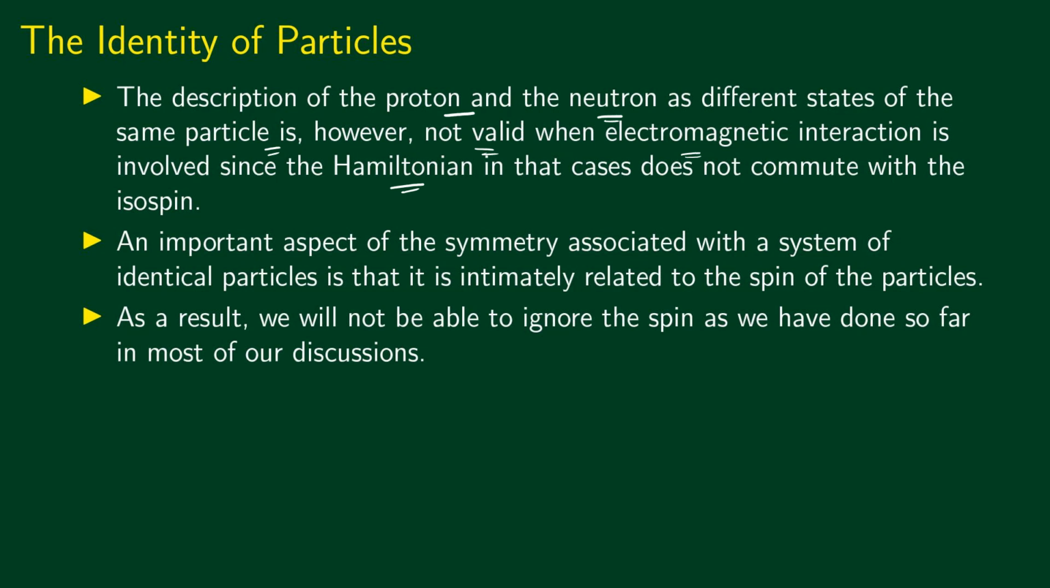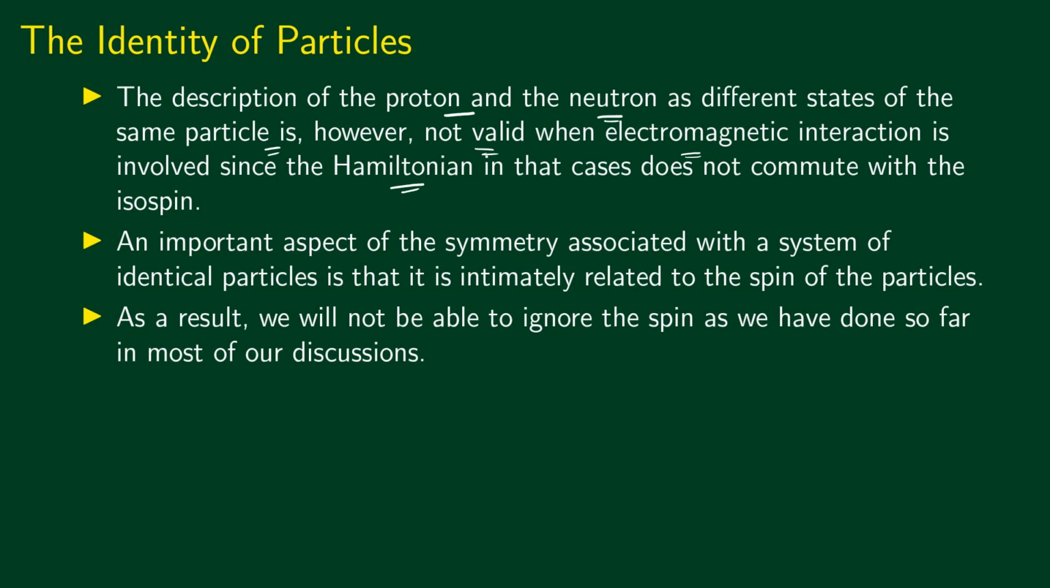But in the case of strong interaction, the strong interaction Hamiltonian commutes with isospin. This actually means that the strong interaction Hamiltonian does not see charge. It acts equally on the neutral neutron and the positively charged proton. In other words, the strong interaction acts the same way on the proton and the neutron. In that case, we can consider the proton and neutron as different states of the same particle. You may discuss these things in more detail in your particle physics class.